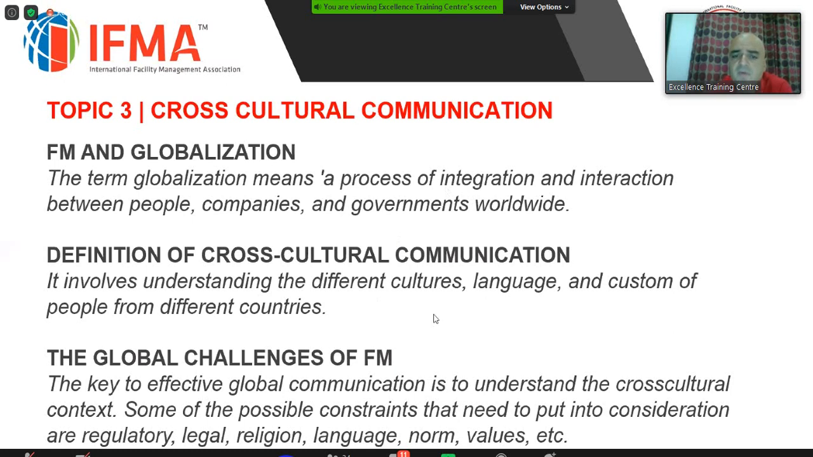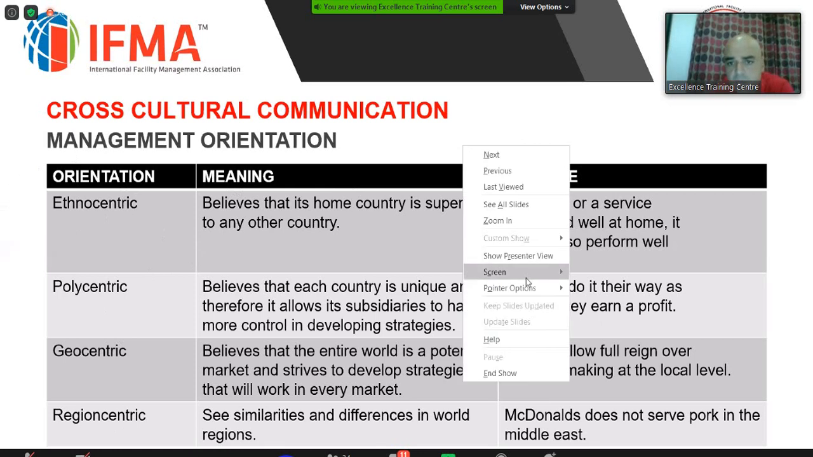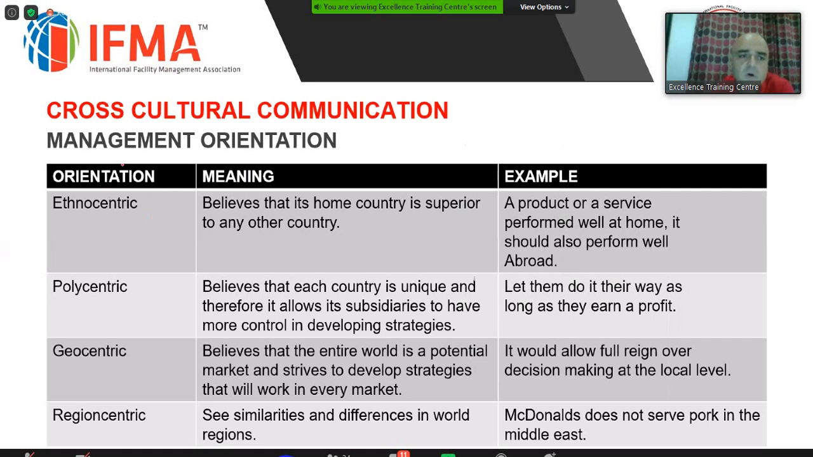The values are different from one country to the other. In cross-cultural communication, in another concept, there are different ways in which the international organizations operate. These are divided into different orientations. So there are four organizations operating in a global context. They are ethnocentric, polycentric, geocentric, and region-centric.